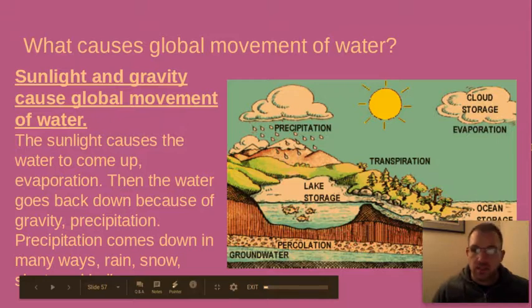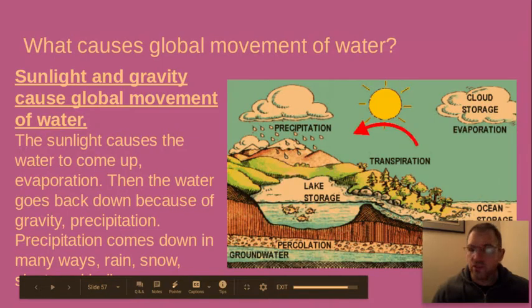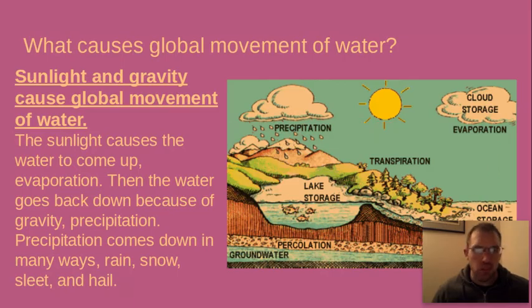Okay, so this is the last thing that we're going to talk about in preparation for the quiz. I'm going to ask you to write down what's underlined and bolded right there, just the sentence. But there's no traditional definition, so just imagine that this is your definition. So, what causes the global movement of water? Sunlight and gravity. They are what cause the global movement of water.